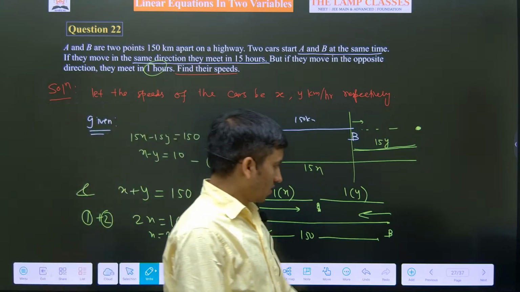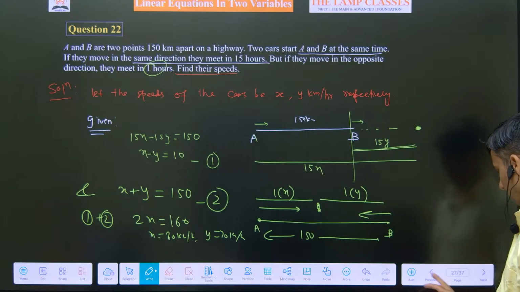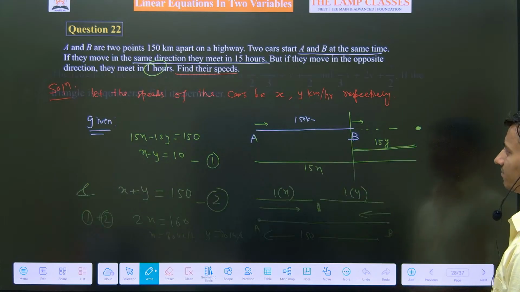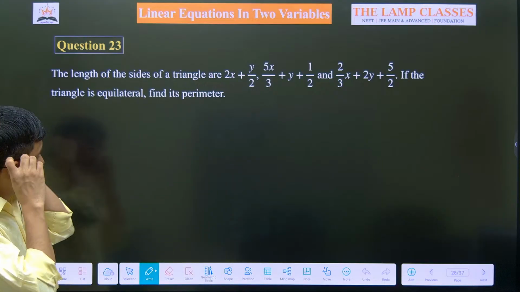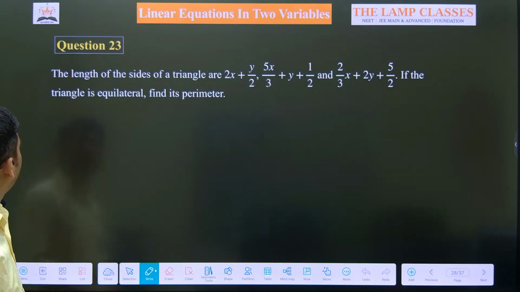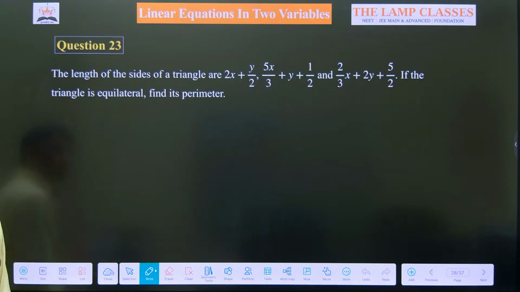Fine guys, so let's move to the next question now. If you haven't completed it yet, you can try it after the class once again. So the sides of a triangle are given like these expressions, and it's given that the triangle is equilateral. Can we find x and y for which these will represent the sides of the equilateral triangle? Please try.